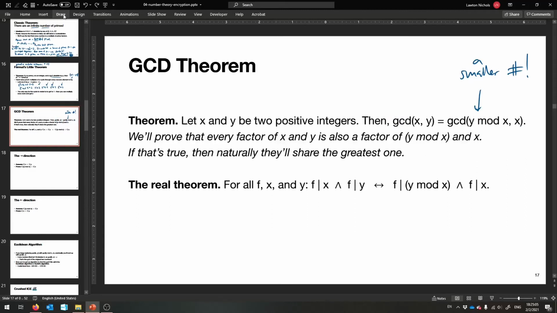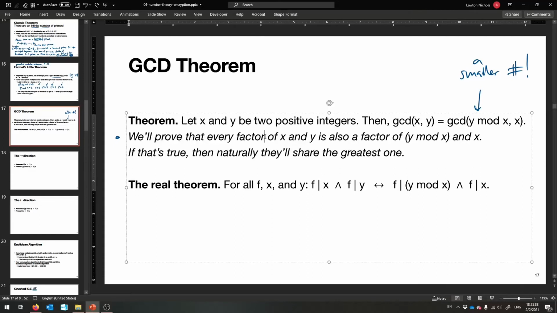So we're going to prove this theorem, and we're going to prove it in a different way. We're going to prove this real theorem down here. So what we're going to do is instead prove that every factor of x and y, so if you have 2 numbers, x and y, every factor of x and y is also a factor of y mod x and x. Okay, you see that? So that is the idea. And if we have this theorem and it works, then obviously, if they share every factor, they're going to share the greatest factor / divisor. Okay? Because factor is the same as divisor.